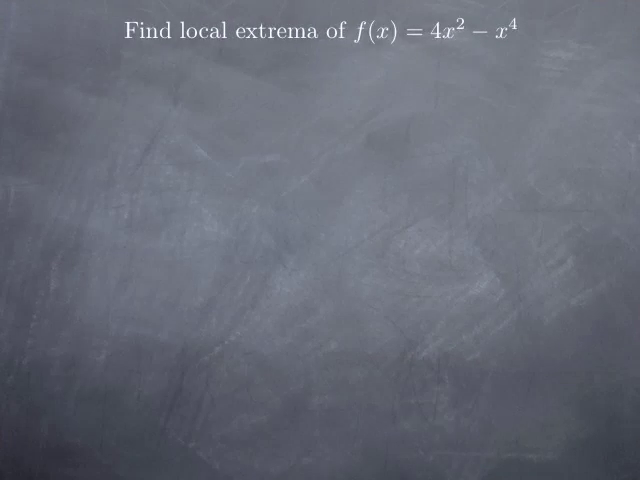Now let's turn to an example where we can apply the second derivative test. We're looking for the local extrema of the function 4x squared minus x to the fourth. Because we are not asked to find the intervals of increase and decrease, we may want to use the second derivative test as a shortcut.